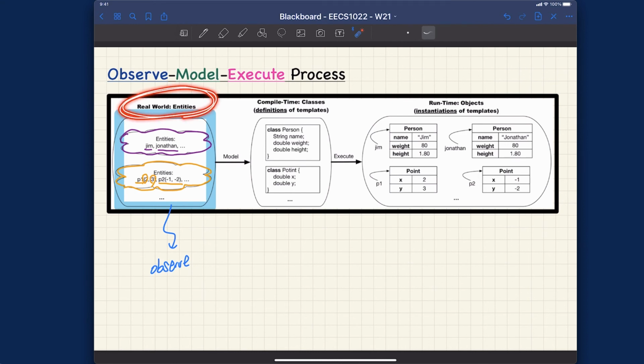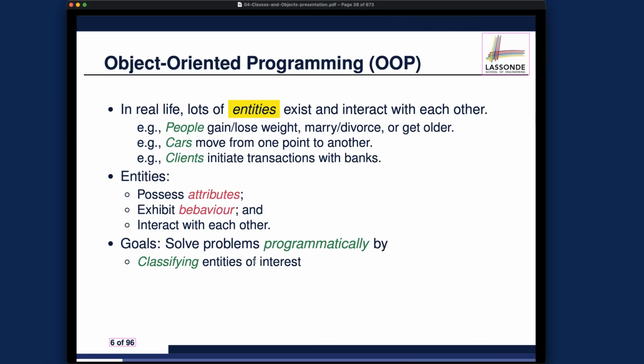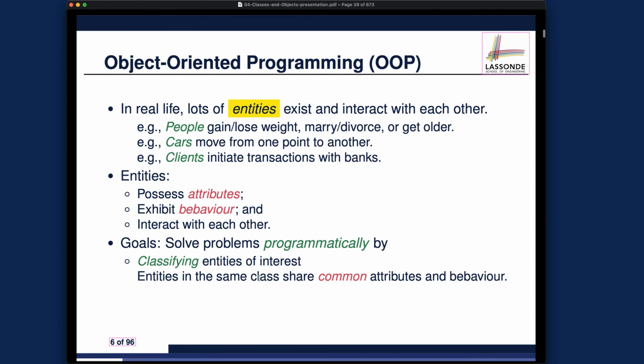It's simply an unbounded number of entities. However, you don't necessarily have to model or turn every one of them into Java code. You only have to be selective about what your application might need, right? So that's why you've got to be selective. Okay, so classify entities of interest. That's really important. And then entities in the same class share common attributes and behavior, right?